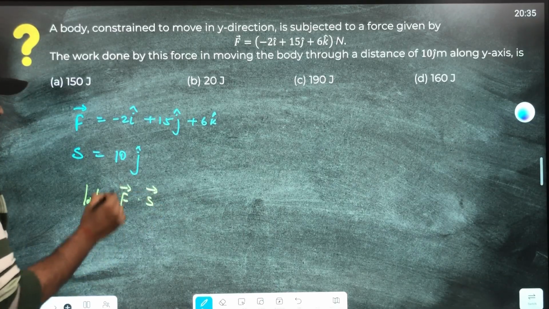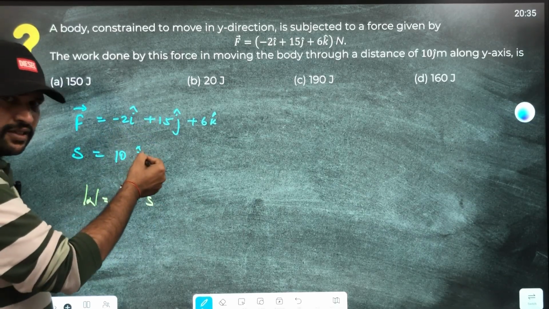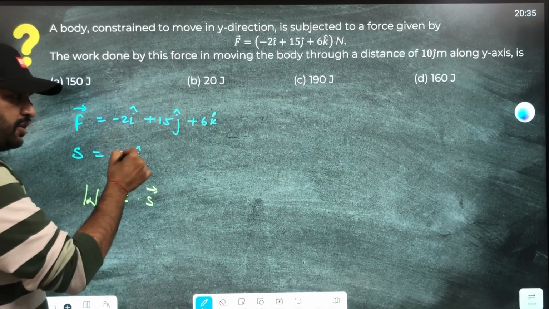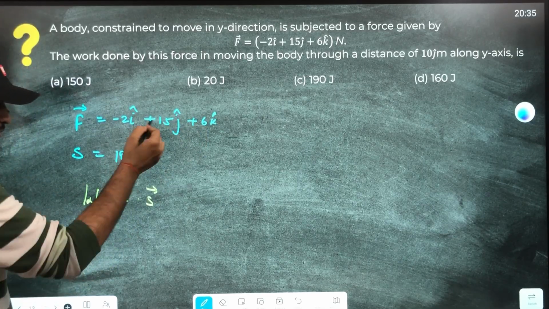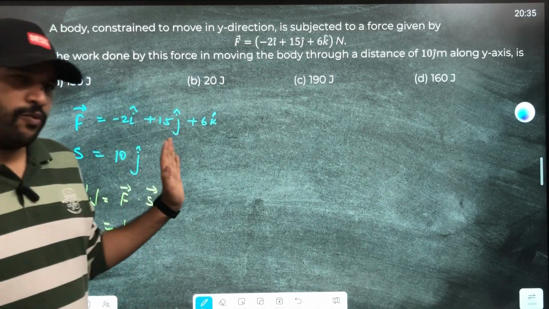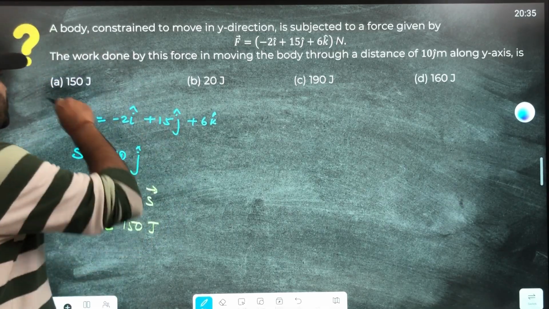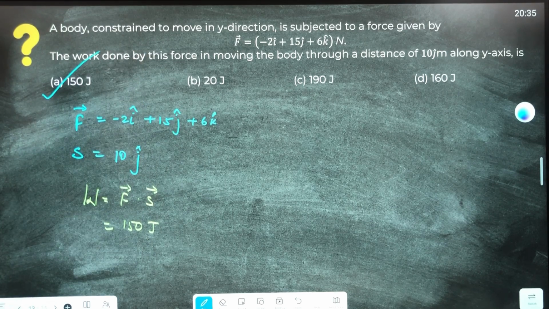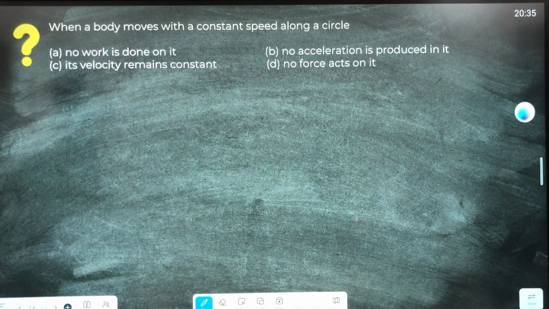When you multiply, can I multiply i with j? No. Can I multiply k with j? No. I can multiply j with j. So 15 into 10, 150 joules. Straight away, no j cap. Why? Because it's a scalar quantity. So 150 joules, option A is correct. Understood? Let's see the next question.